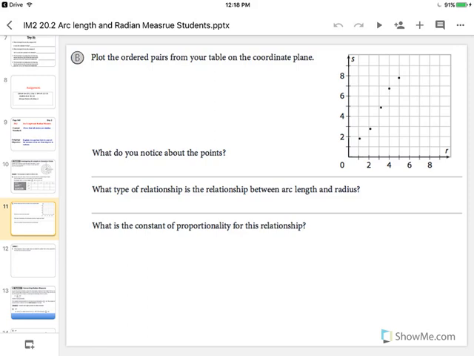What do you notice about the points? The points are going in the positive direction. What type of relationship is the relation between the arc and the radius? We know that this 1/2 pi stays constant, and the radius is your variable that changes. What is the constant of proportionality in the relationship? The constant is always 1/2 pi.